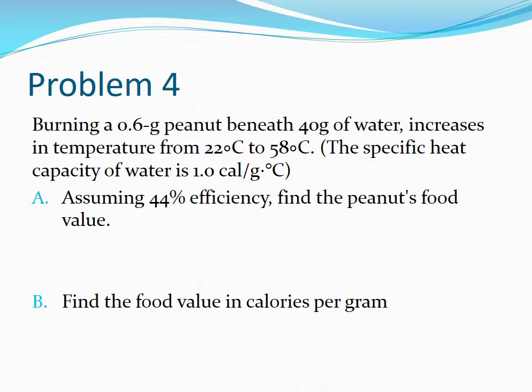Burning a 0.6 gram peanut beneath 40 grams of water increases the temperature from 22 degrees to 58 degrees Celsius. The specific heat capacity of water is 1 calorie per gram degree Celsius. A, assuming 44% efficiency, find the peanut's food value. And B, find the food value in calories per gram. Pause the video to work on the problem.